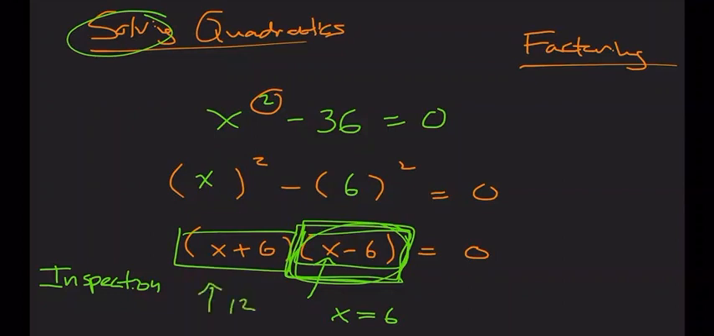6 plus 6 would give you 12, but it doesn't matter what that one is, like we were saying earlier, because it's now getting multiplied times a 0. 12 times 0 is 0. So positive 6 is one of our answers.